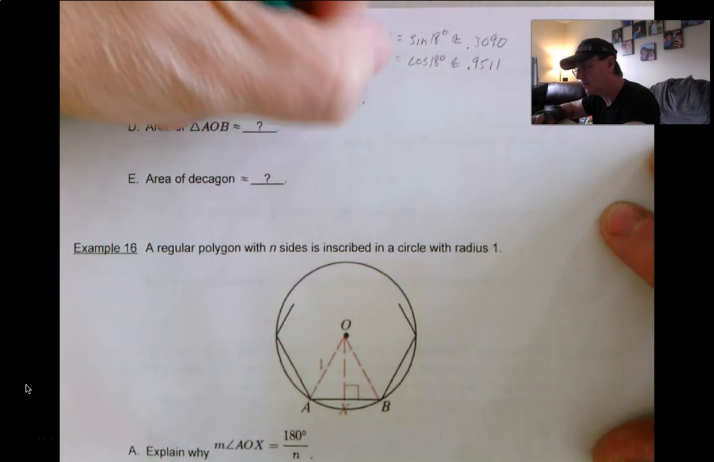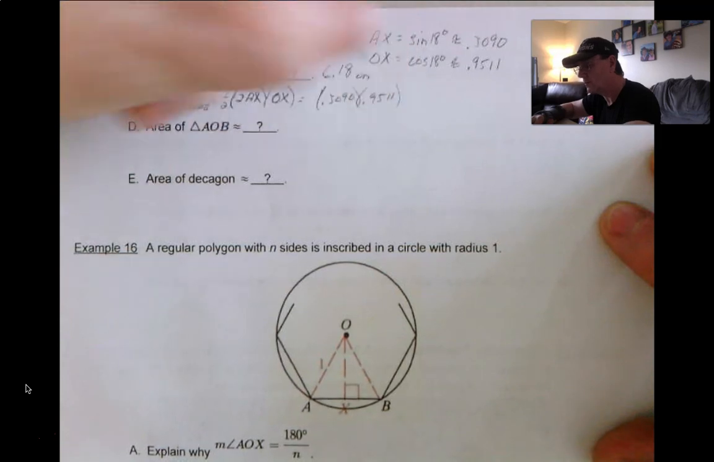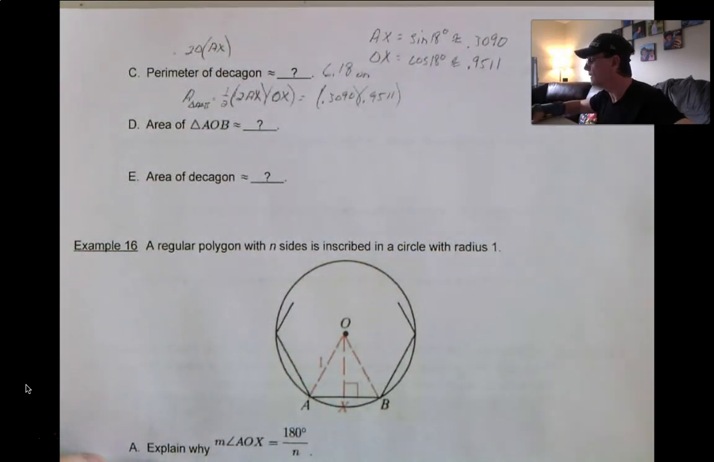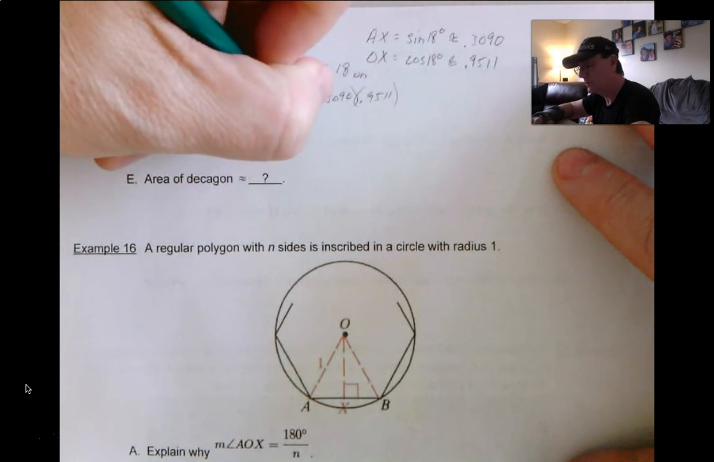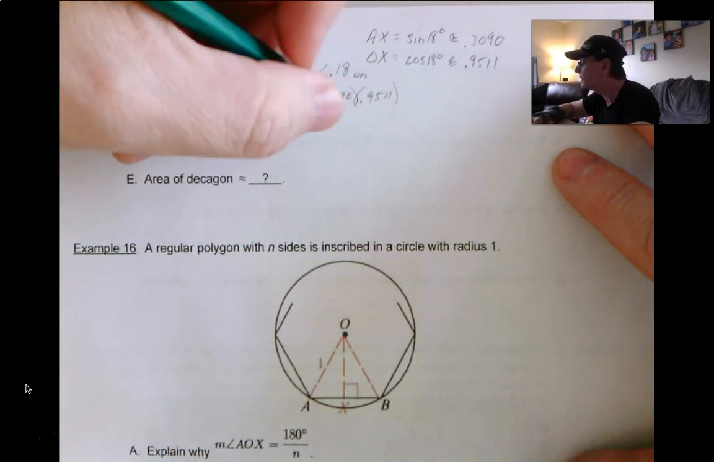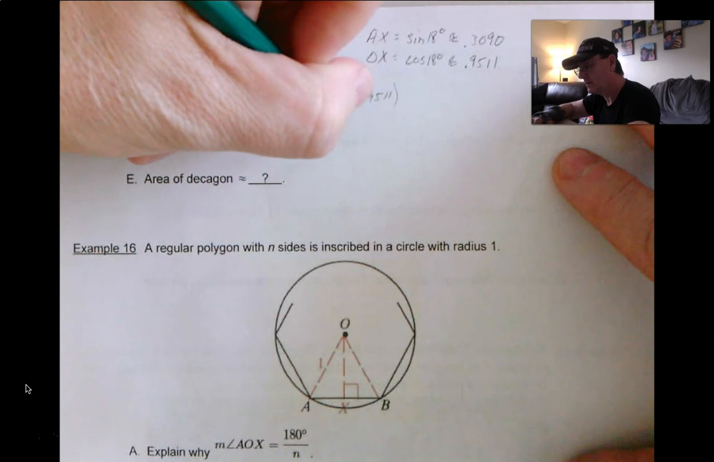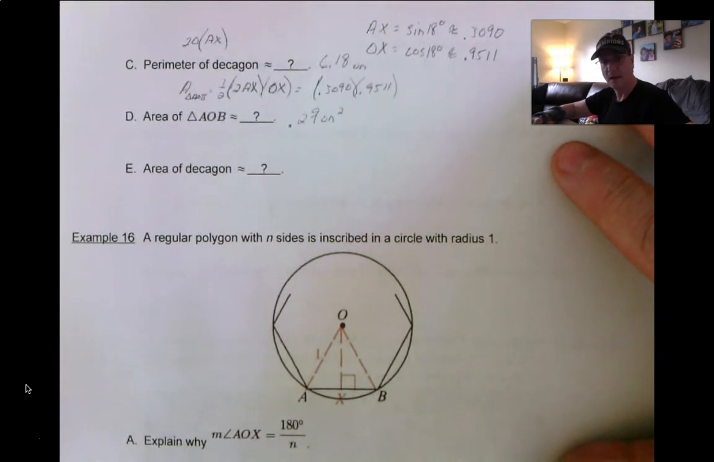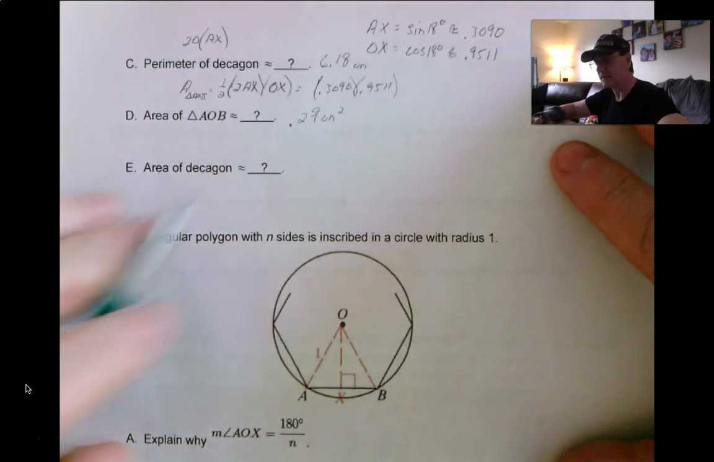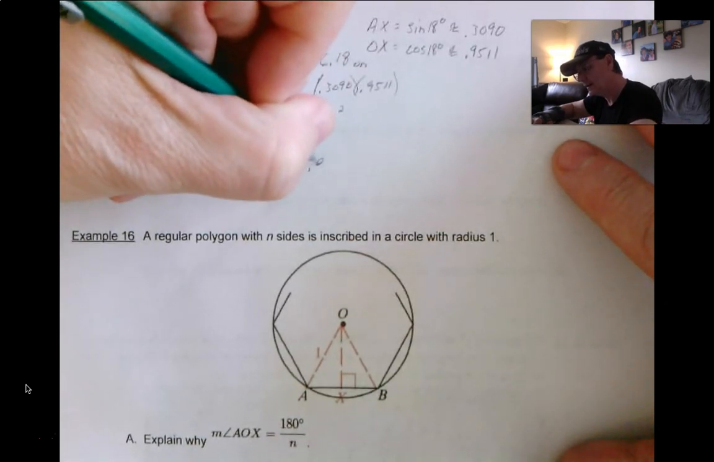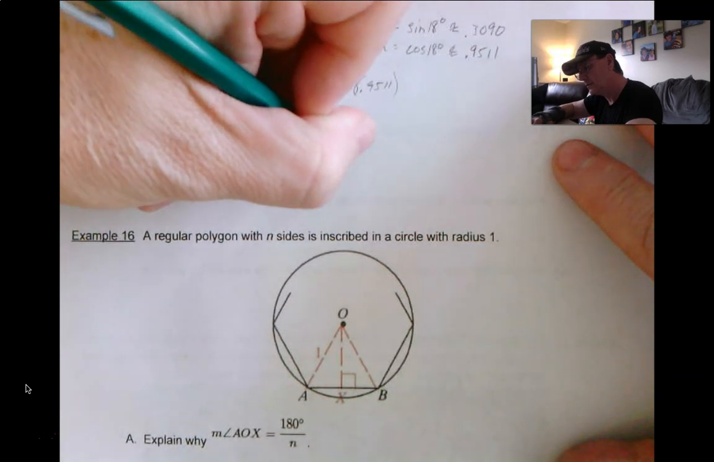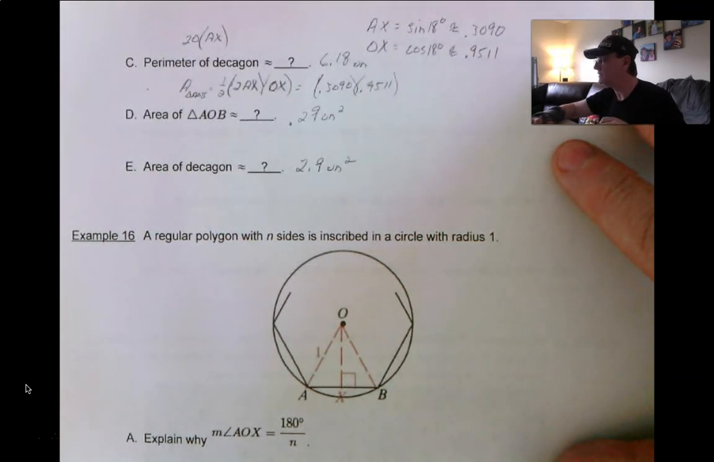AX is 0.3090 and OX is 0.9511. Multiply those together, so sine 18 times cosine 18 equals 0.29 units squared. How many of these do we have? Well, it's a decagon. We've got 10 of them. So 2.9 units squared. That was example 16.